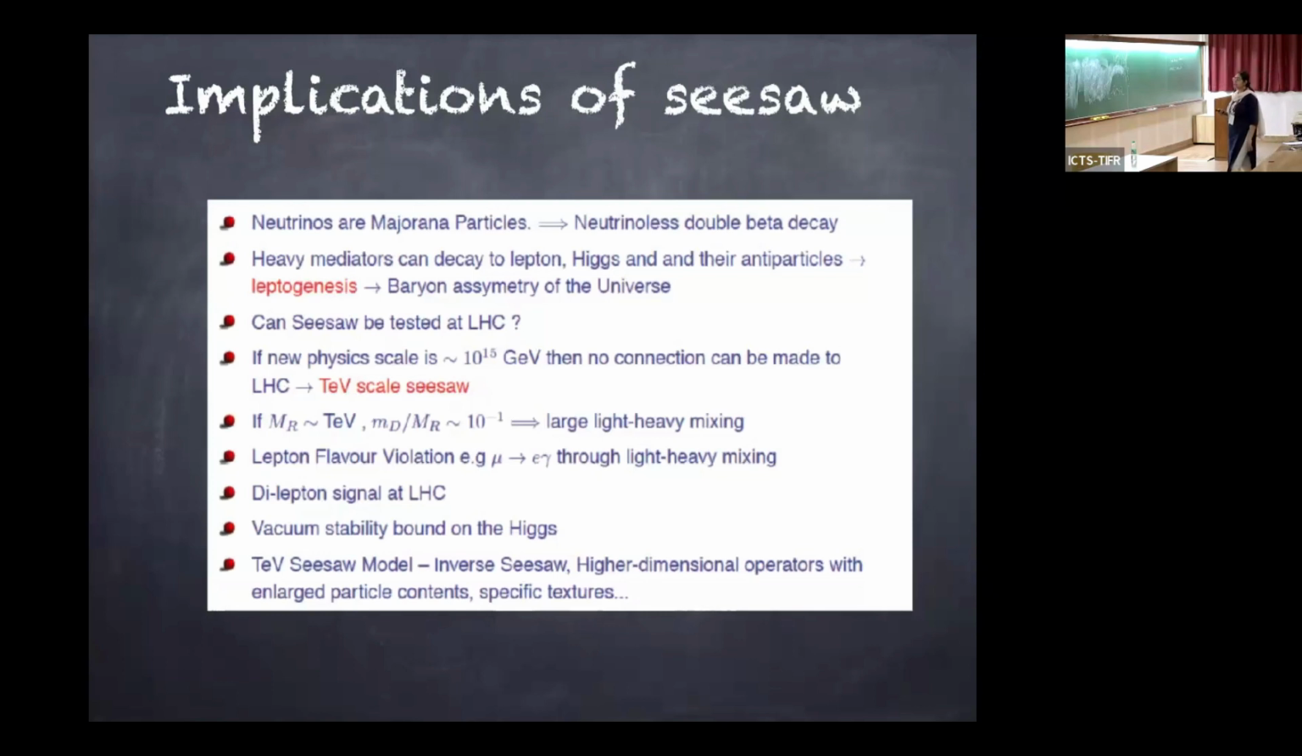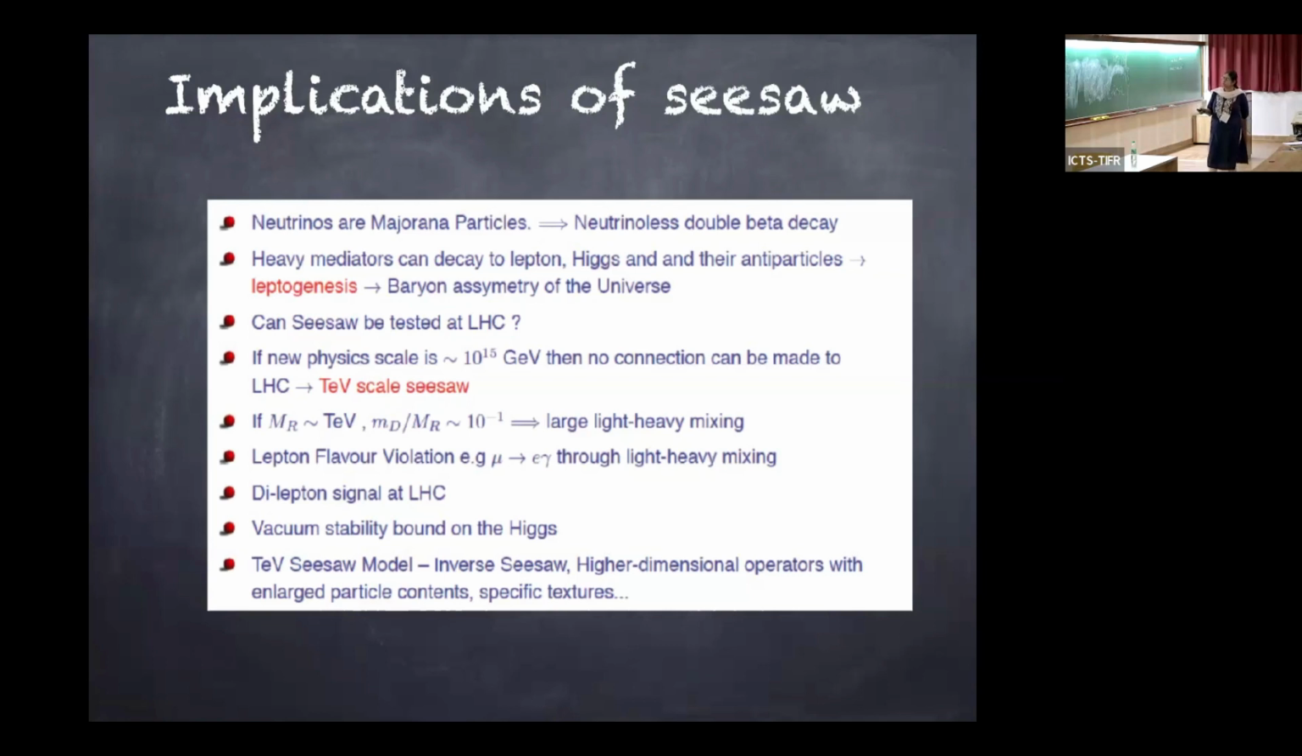So what are the implications of seesaw? One is that we have Majorana particles, so neutrinoless double beta decay is possible. Another very interesting implication is leptogenesis: because there is lepton number violation, these heavy mediators can decay to lepton Higgs and their antiparticles and can contribute to the baryon asymmetry of the universe. There has been a lot of work on testability of seesaw at the LHC, where the new physics scale is 10 to the 15 GeV, but when the collider results came, people thought whether seesaw can be at low scale.